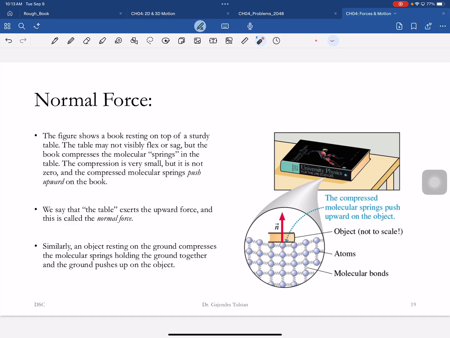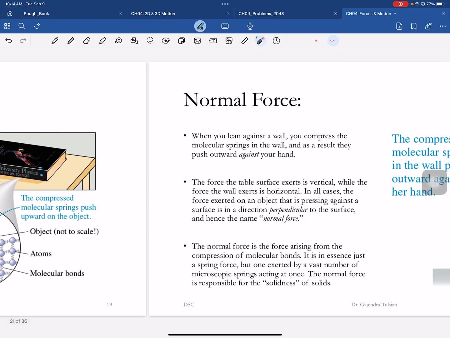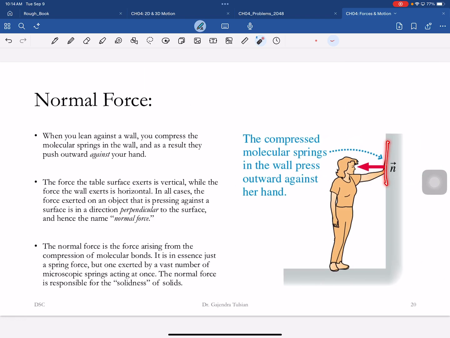Okay. So an object resting on the ground compresses the molecular springs holding the ground together, and the ground pushes up on the object. So when you're standing on the ground, it's those little springs that are pushing you up. Okay. Same thing happens when you push on a wall. You're compressing those springs, and those atoms are pushing you back. Okay. This force is always perpendicular to the surface. And in mathematics, a perpendicular is also called a normal, and so that's why it's called a normal force. Okay.